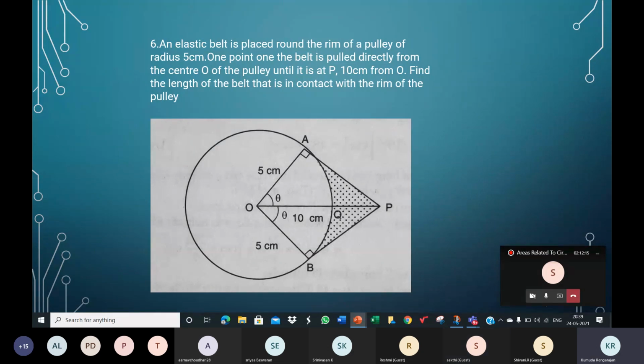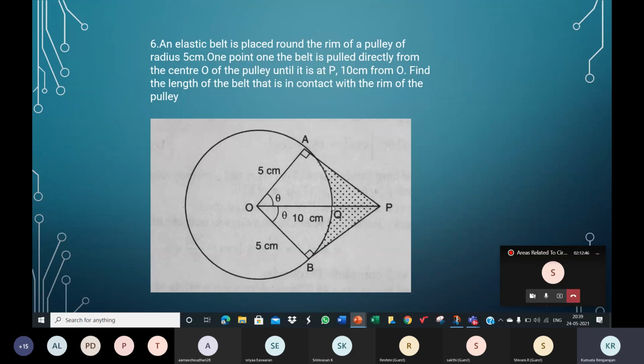So here an elastic belt is placed around the rim of a pulley. So the elastic belt is tight on the rim. It's tight on the rim of the pulley. So it's elastic, right? So it will not stick out of the pulley. It's tightly around the rim of the pulley. The radius of the pulley is 5 centimeters. One point on the belt is pulled.